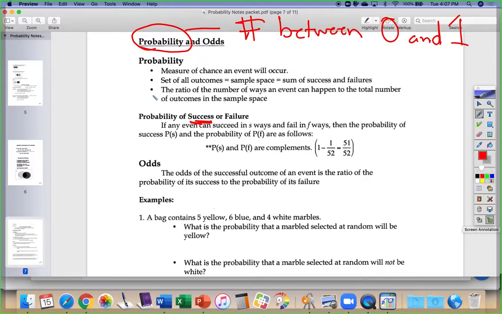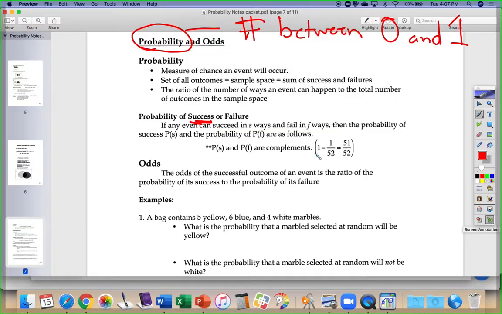So, moving forward. If an event can succeed in n ways and fail in f ways, what is the probability, we say p, of a success and a probability of a failure? Well, let's take a look. Well, let's use the facts that we have right here.